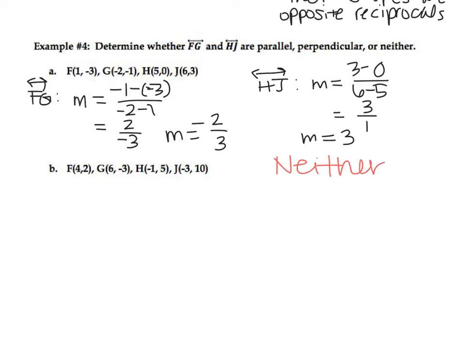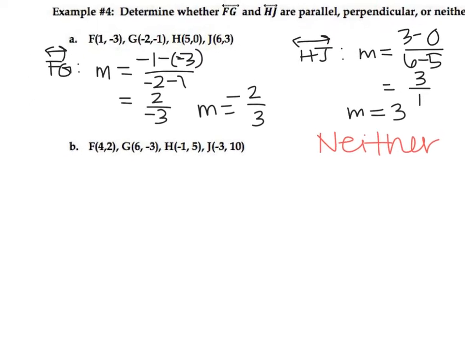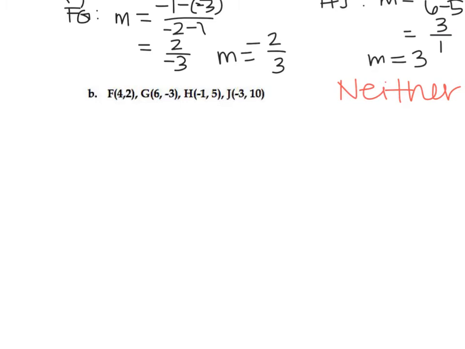So you don't have to be either or. It's not as though two lines have to be parallel or they have to be perpendicular. They can be neither. So moving on to our second example, let's first find the slope of our line FG.